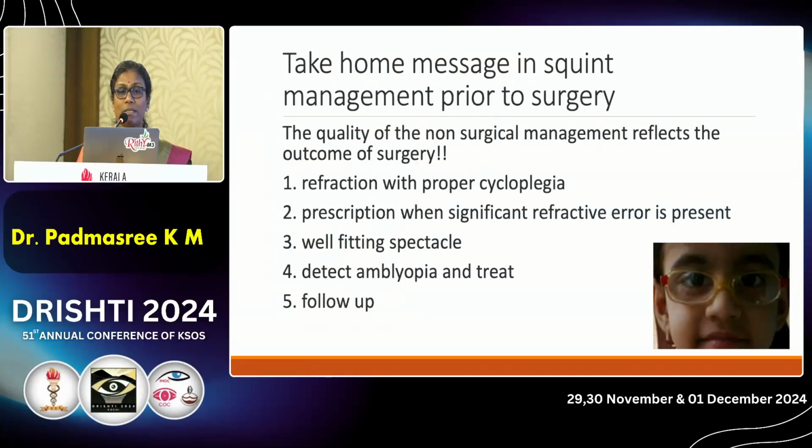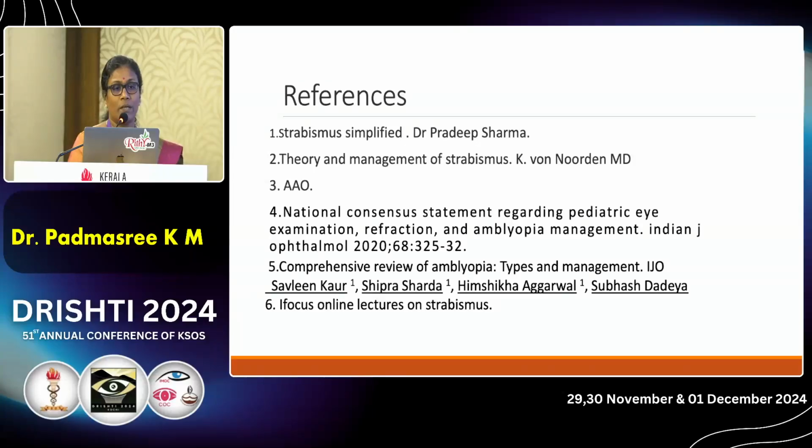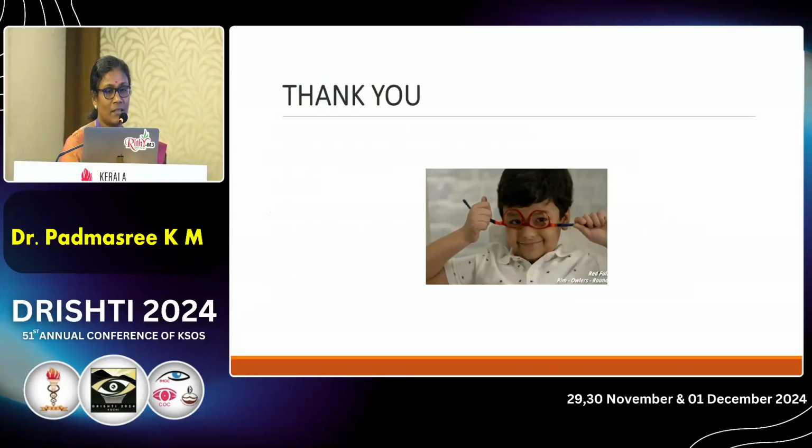So my take-home message in squint management prior to surgery is that the quality of your non-surgical management reflects the outcome of the surgery. So do all these steps properly. Refraction with proper cycloplegia, prescription whenever there is significant refractive error, and give a well-fitting spectacle to see a happy child coming back to you. Detect amblyopia whenever it is there and treat it and do a proper follow-up. These are my references, and thank you for your hearing.